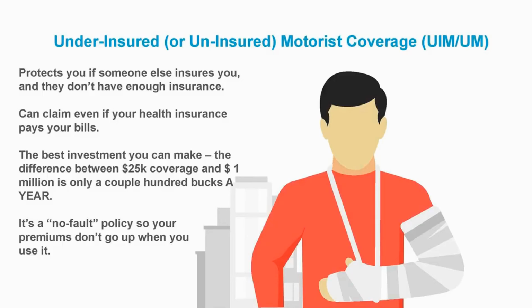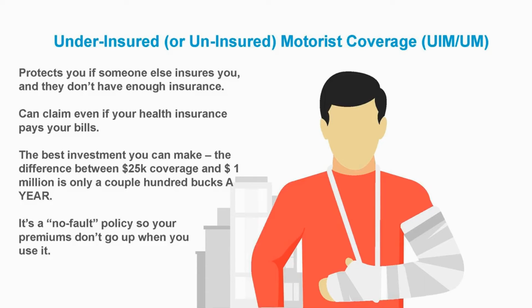The next type of insurance is probably the most important to protect you and your family, and that's the underinsured or uninsured motorist coverage, also known as UIM or UM. And what this coverage does is it protects you and ensures that you're okay financially, assuming you bought enough, if the defendant, the person that caused your accident, doesn't have enough insurance or doesn't have any insurance at all. And what it will do is it will supplement the defendant's insurance.